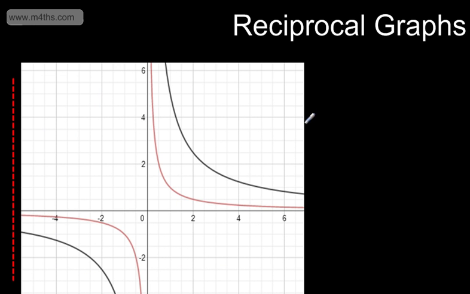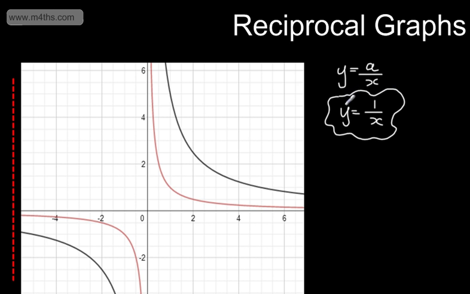Okay, let's now look at reciprocal graphs. Reciprocal graphs can be written in the form y is equal to a over x. A is just a constant, so it's a number we're given. This is the nice straightforward one here: y is equal to 1 over x. So essentially we're looking at something that's inversely proportional.